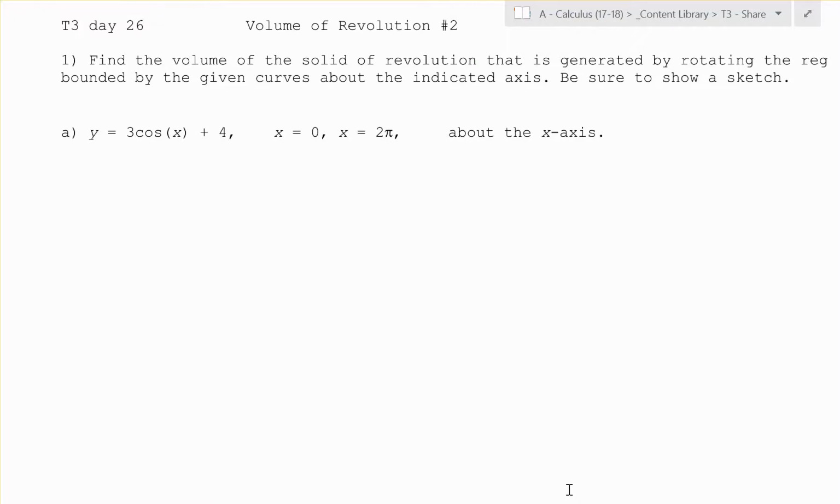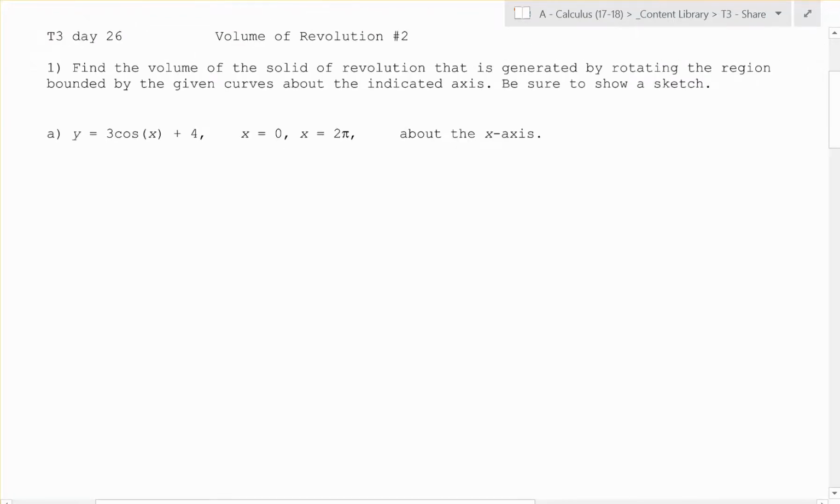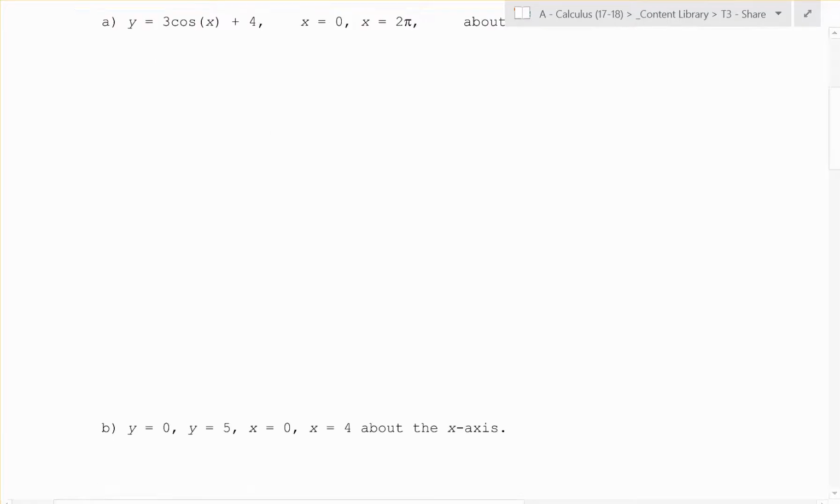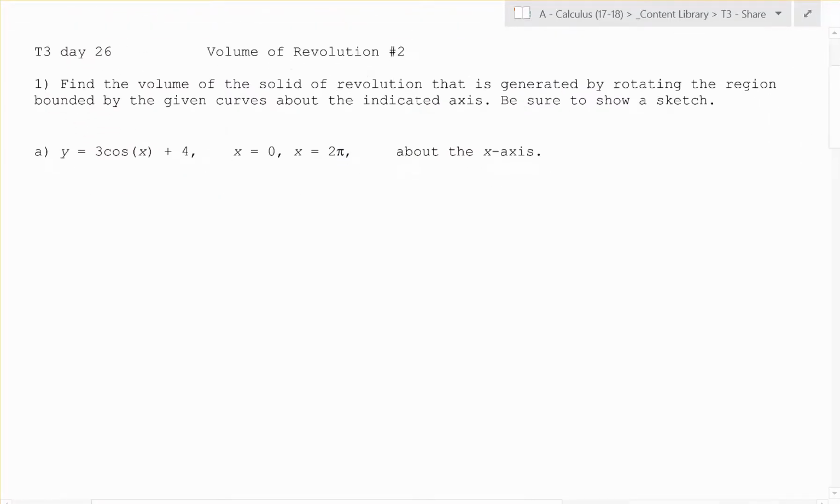We're going to continue speaking about volumes of revolution. So we're going to find the volume of a solid of revolution that is generated by rotating the region bounded by the given curves about the indicated axis. That's going to be some particularly common wording that you're going to see.